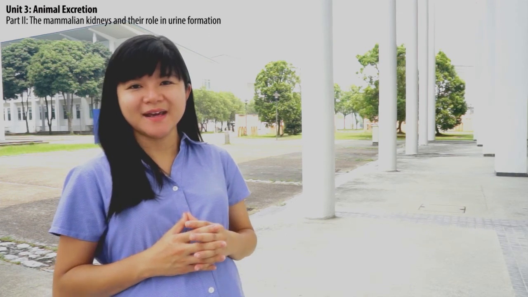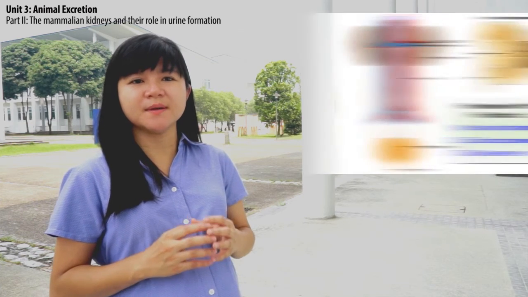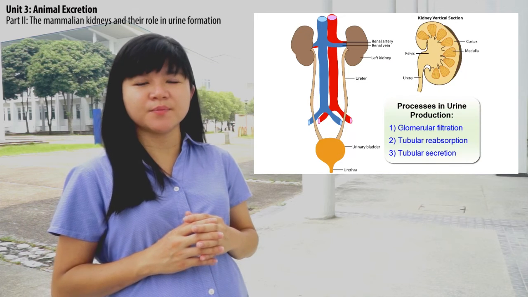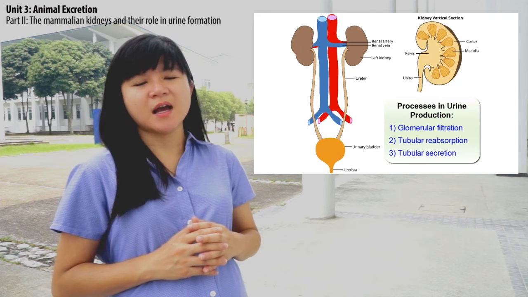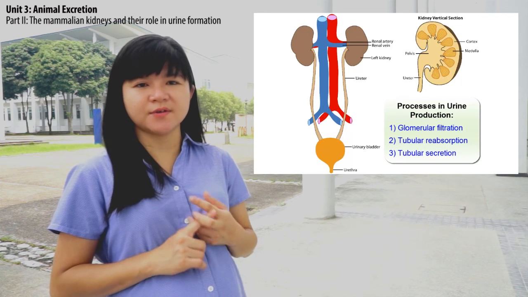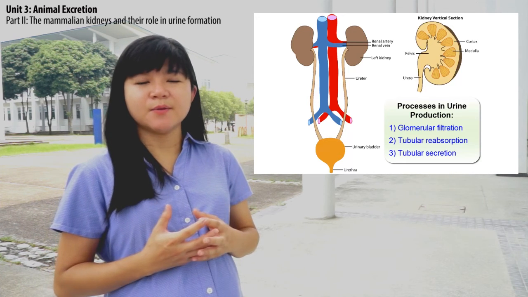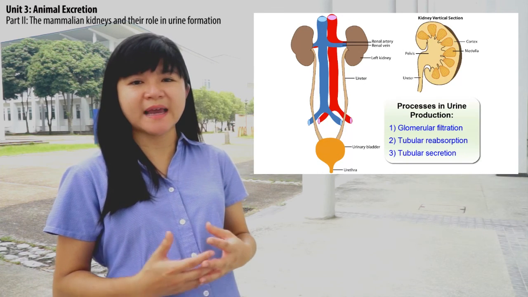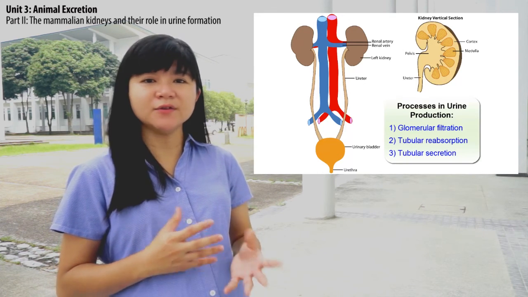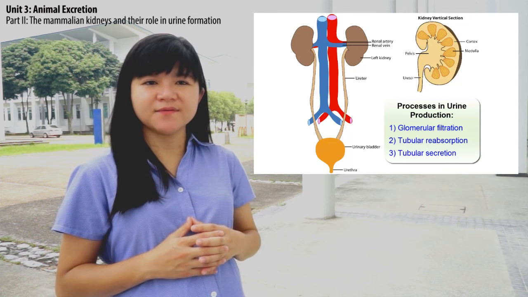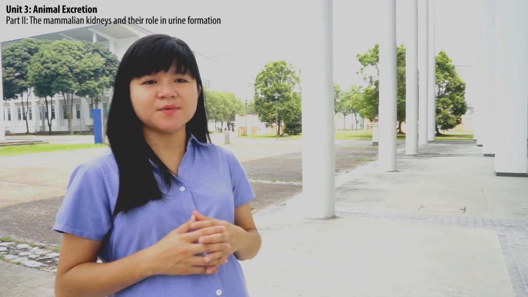So in summary, kidneys play an important role in blood filtration and urine formation. And three steps involved in urine production are identified. These are glomerular filtration, tubular reabsorption, and tubular secretion. And approximately 180 liters of blood plasma is filtered through the glomerulus daily, with formation of about 1 to 2.5 liters of urine per day. And about 99% of the glomerular filtrate is reabsorbed.